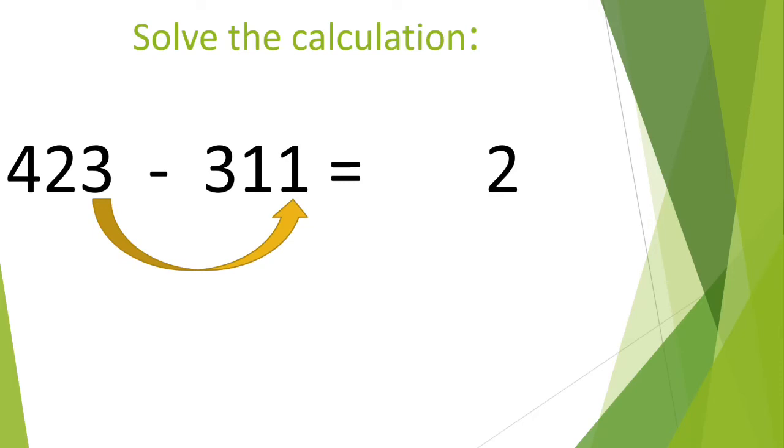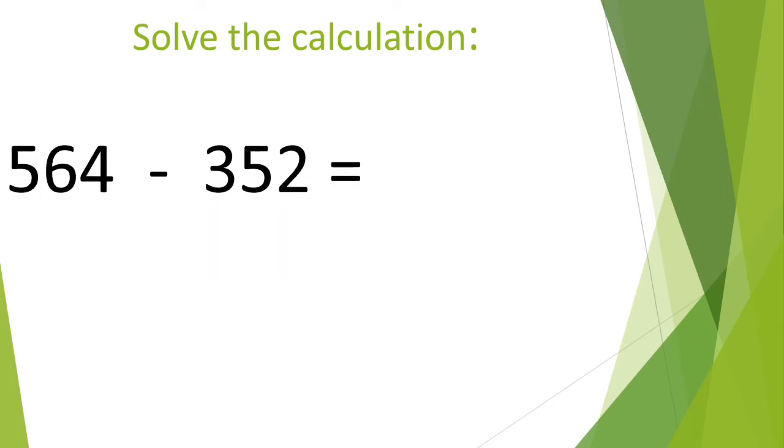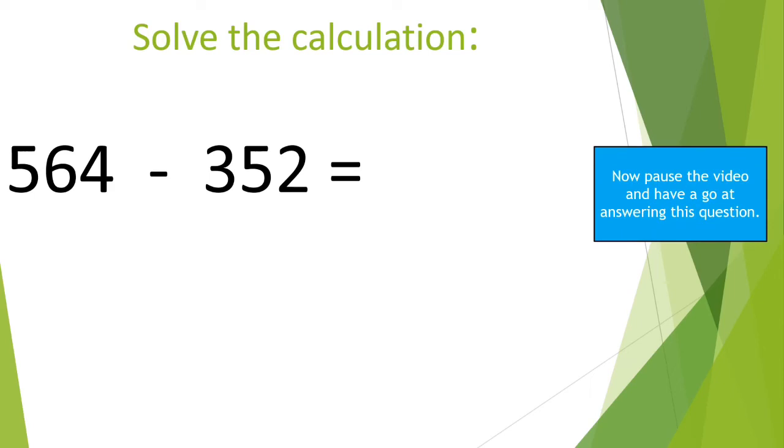So once we've looked at our ones, we're going to move on to our tens. So 2 tens take away 1 ten, which leaves us with 1 ten. And then finally we look at our hundreds and we can see we've got 4 hundreds, take away 3 hundreds, which leaves us with 100. So our answer is 112. Okay, so now it's your turn. So using the same method as I just showed you, you need to pause the video and have a go at solving this calculation.